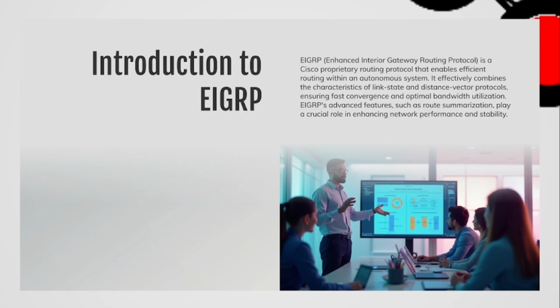So we'll start with the introduction to EIGRP, what EIGRP is. It is a Cisco proprietary routing protocol. Yes, it is a routing protocol from Cisco Systems, and it could be configured only on routers that belong to Cisco. It was never configured on any other router like the Juniper router. But now you can configure it, although for a long time it was a Cisco proprietary protocol.